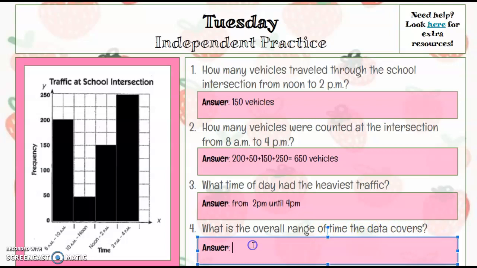What is the overall range of the time that the data covers? Well, let's start from the beginning, from 8 a.m. to noon, that's 4 hours. And then noon to 4 o'clock is another 4 hours. So the total amount of time that my data ranges over is 8 hours.